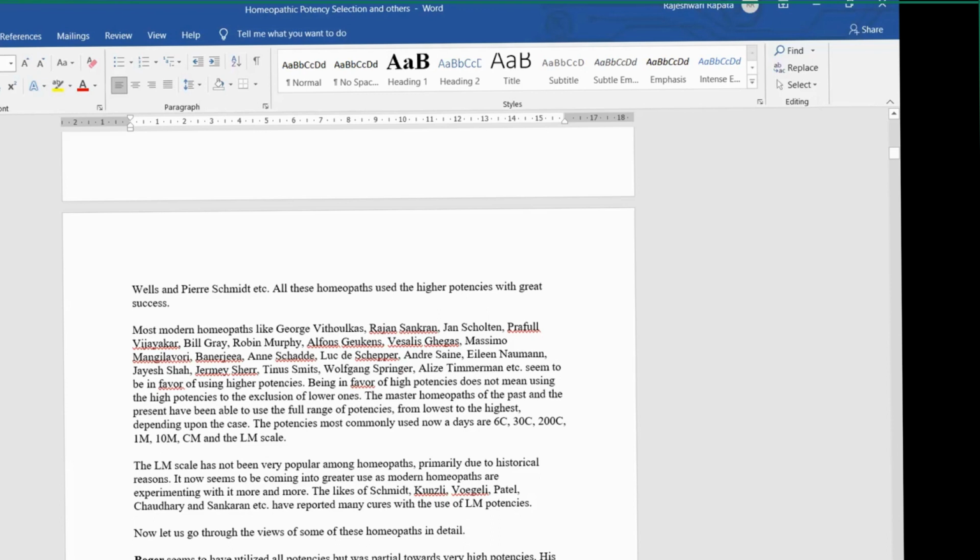So the master homeopaths of the past and the present have been able to use the full range of potencies, right from the lowest to the highest, depending on the case. After studying the case, because there are certain criteria for the cases, different kinds of patients, depending on the type of patient and the type of disease they are suffering from, you select the potency. That will also come up; we'll come to that.